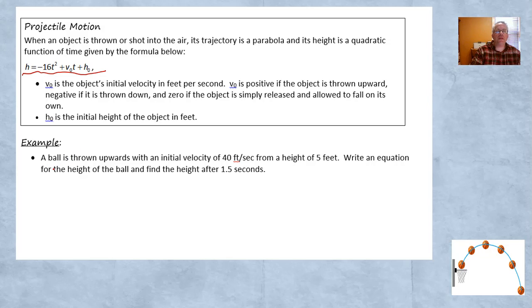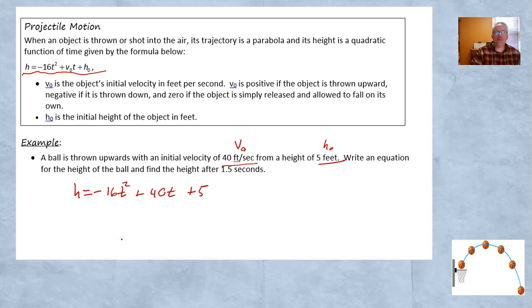Alright, so let's take a look at an example. A ball is thrown upwards with initial velocity of 40 feet per second from a height of 5 feet. That's v0, feet per second, that's speed, 40 feet per second. And this is the initial height. So let's go ahead and put these in for v0 and h0 in the equation. So we get h equals minus 16t squared plus 40t plus 5. Okay, it's a quadratic function. It has a t squared in it. And the graph of this would be a parabola.